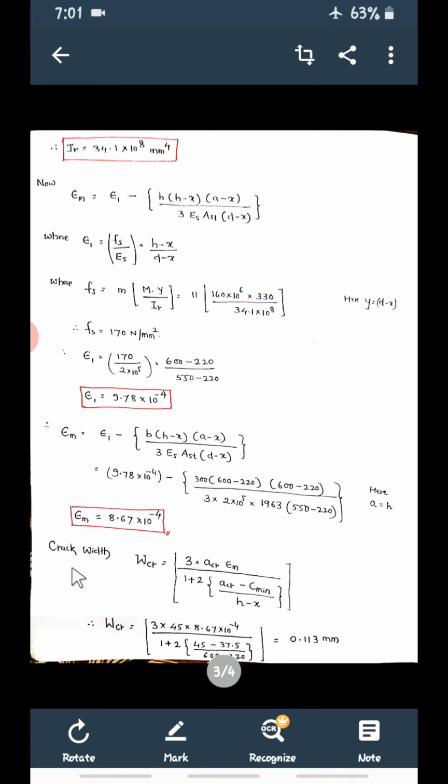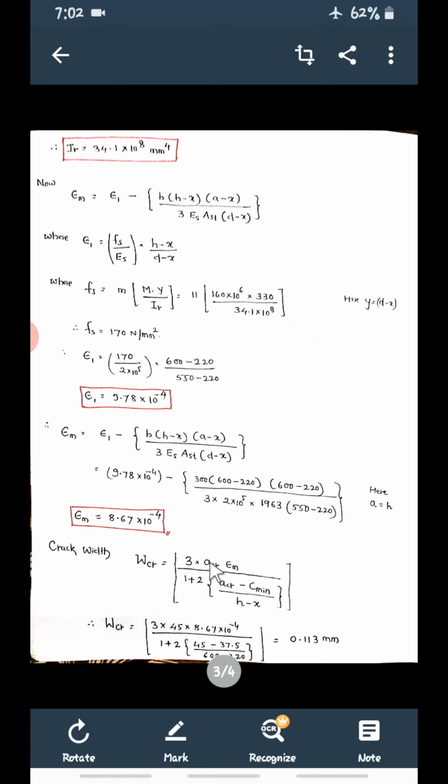So finally we are going to calculate crack width. This is the final formula. Crack width Wcr, cr means crack, w means width. Crack width Wcr is equal to 3 into acr into epsilon m divided by 1 plus 2 into (acr minus c min) divided by (h minus x).